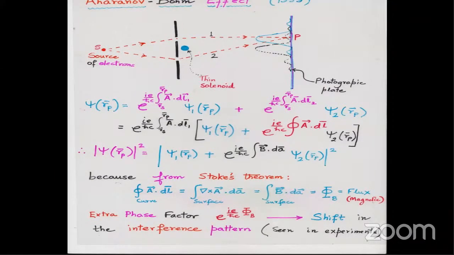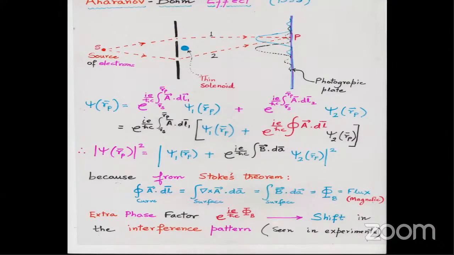So although there is no magnetic field outside the solenoid, by virtue of Stokes' theorem, the contour integral of A dot dl is the same as the surface integral of curl of A dot dA. But curl of A is the magnetic field, and hence this quantity represents the magnetic flux, that is, B dot dA integrated over the surface area enclosed by this dashed line. Since a solenoid is present, the magnetic flux is non-zero, and hence there will be a phase shift in the interference pattern, and this Aharonov-Bohm effect was indeed experimentally measured.